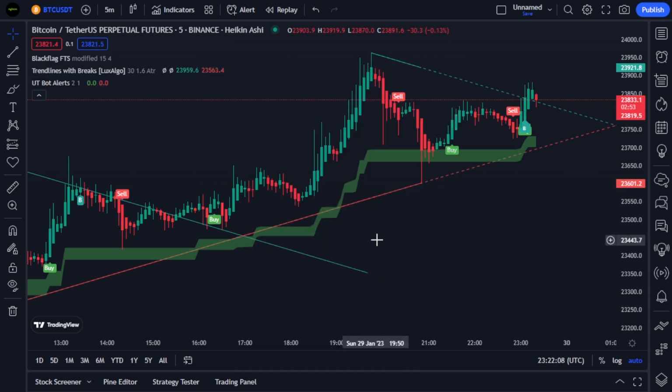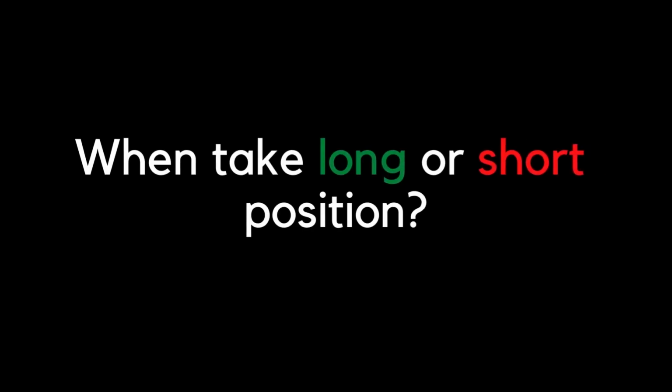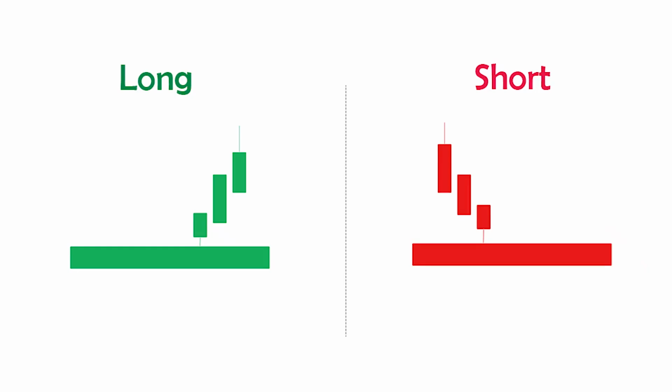Okay, our strategy is complete. Now let's get into the trading rules. So the long is confirmed only when these conditions are met. First, the UT Bot Alerts or Trendlines with Breaks issue a new buy signal. The second is the plot must be green. Once these conditions are met, we can safely enter a long position.